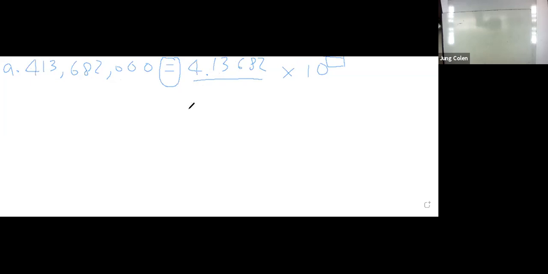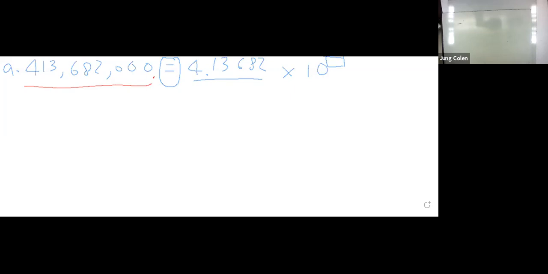Does anybody have an idea? You put 10 to the 8th power. How did you find 10 to the 8th power? Count how many times the decimal place was moved. There we go. So our decimal point here is hidden because this is a whole number. There's no number on the right hand side of the decimal, right?